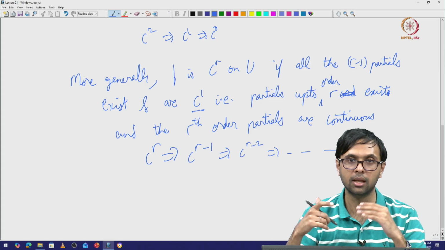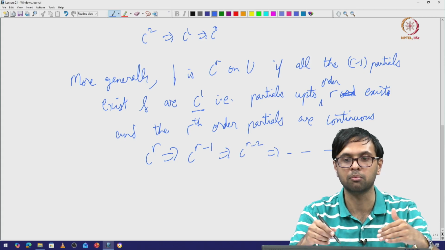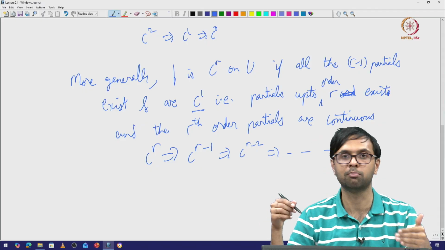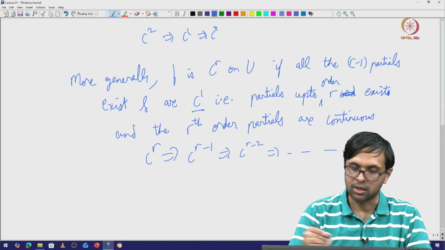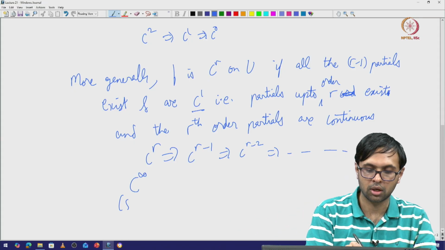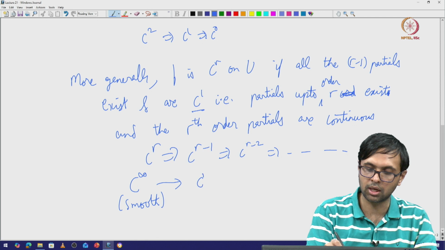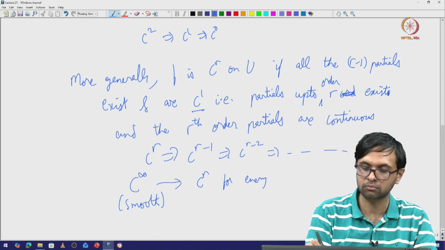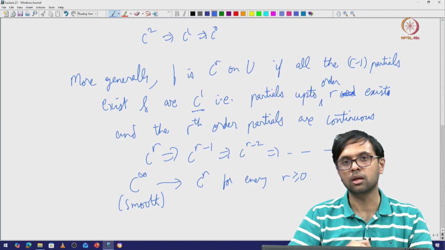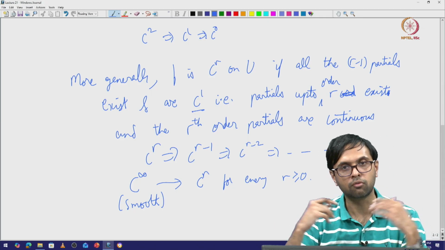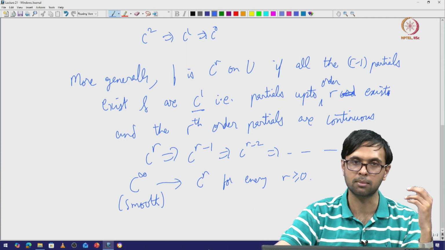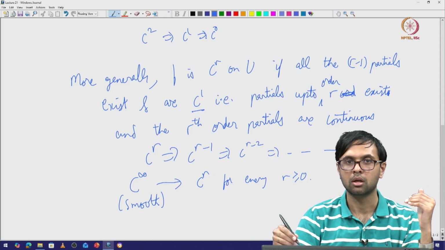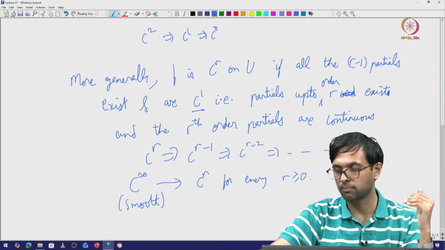This is a little proposition. It's not immediate from the definition. It uses the fact that C1 implies differentiable and the fact that differentiable implies continuous. All right. C infinity is sometimes called smooth. It simply means that it is Cr for every r. C infinity simply means partial derivatives of all orders exist and each of them is continuous. That's the best possible thing there is. So that's called a smooth function.